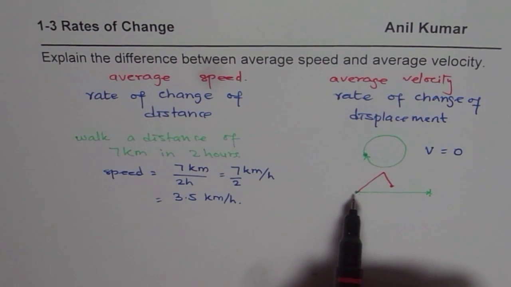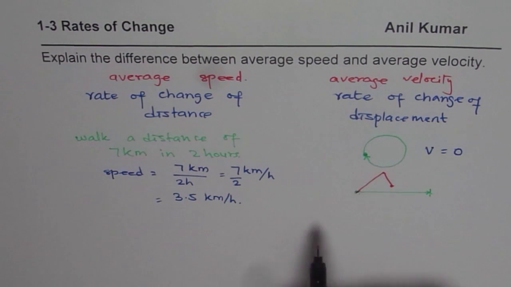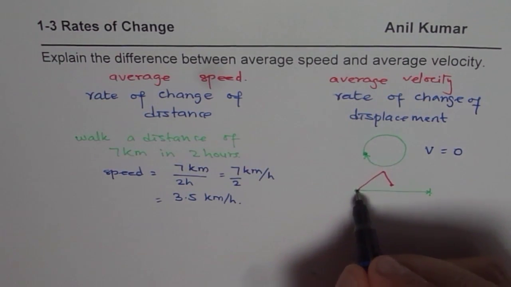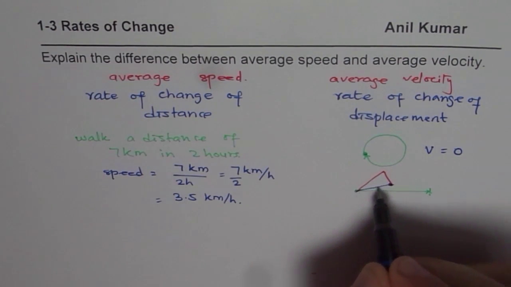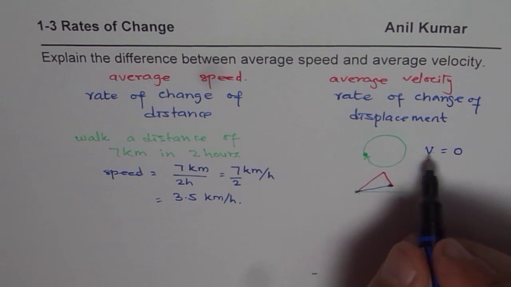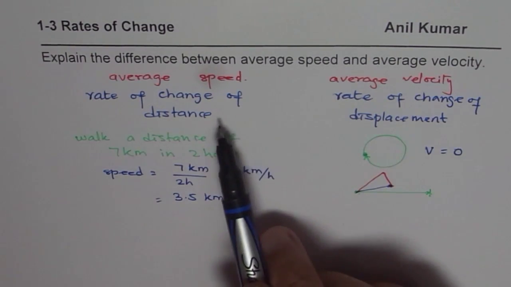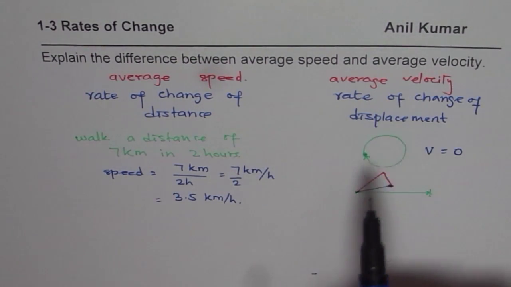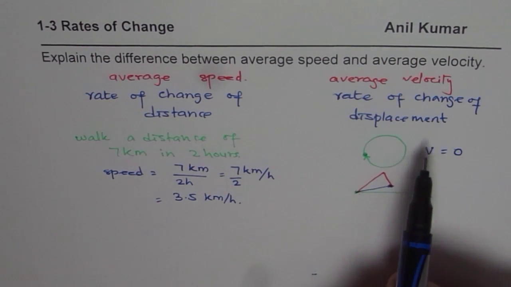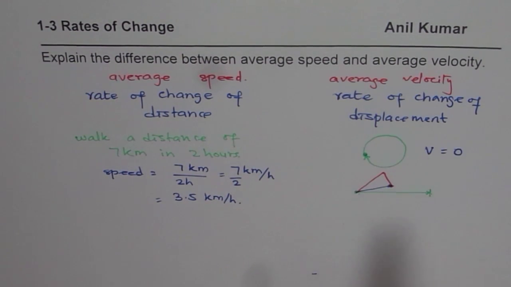Average speed is based on the distance covered, like going up and coming down, the total distance. However, the change in position is only from here to this place, which is much smaller. A side of a triangle is always less than the sum of the other two sides. So what you find always is that the average rate of change of distance is greater than or equal to the average rate of change of displacement. That is very important to understand.